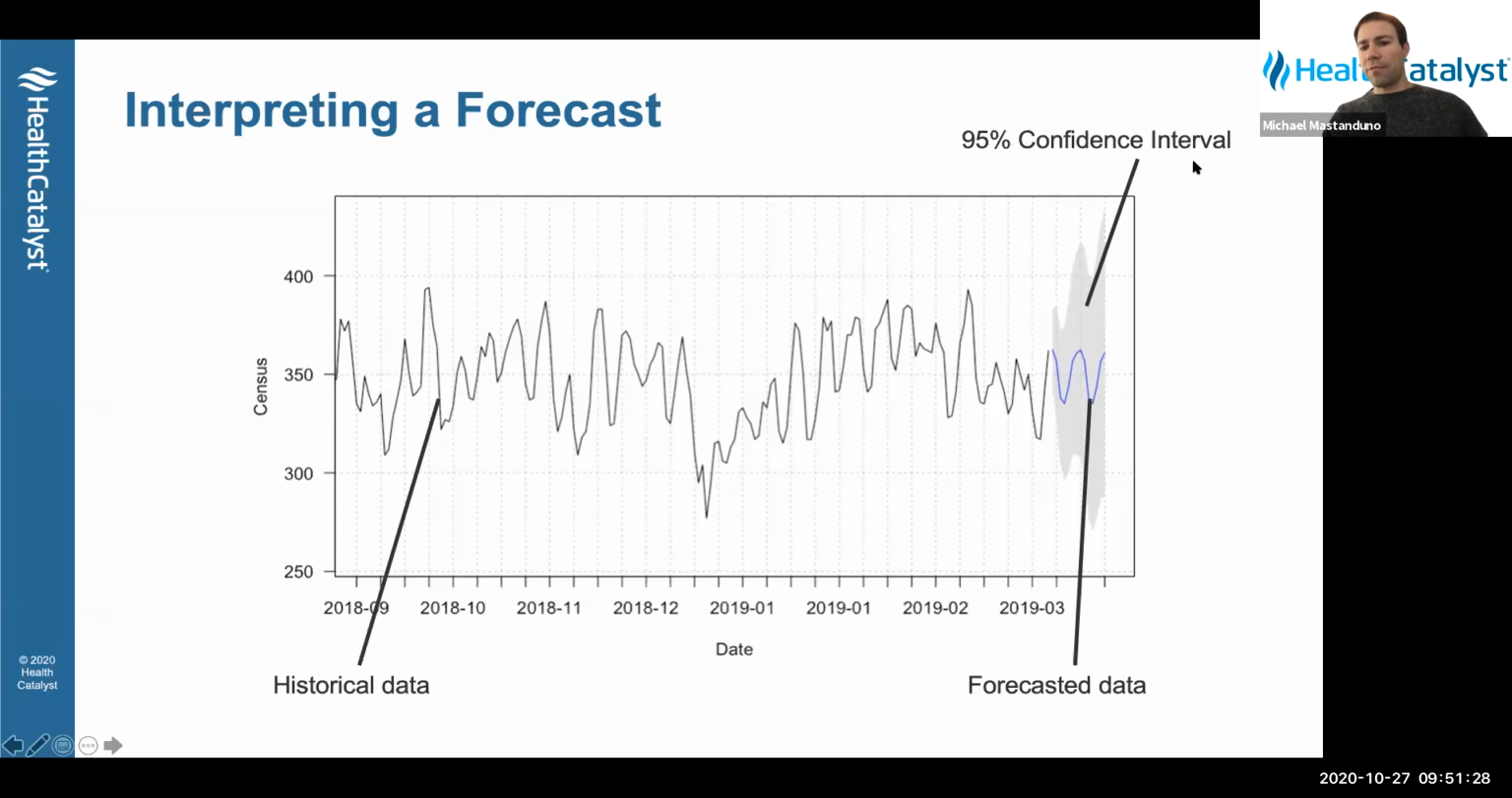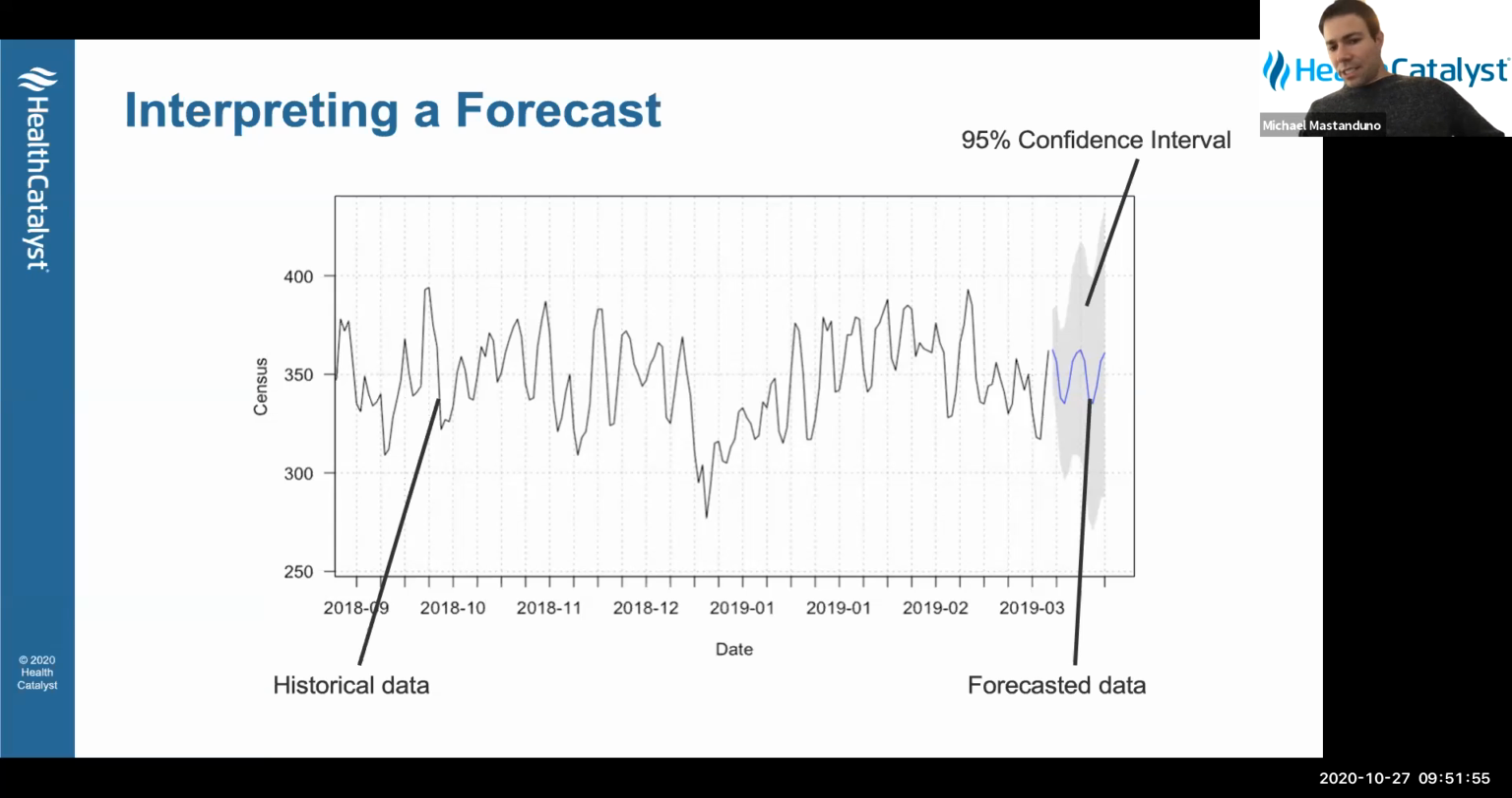There's going to be a 95% confidence interval. In some cases, it might be 80%, but that's kind of the window of 95% of the time the data would have fallen into this window. And so you'll notice that it gets bigger as it goes out into the future. And that's because, just like the weather, our forecasts are more accurate for shorter amounts of time into the future.